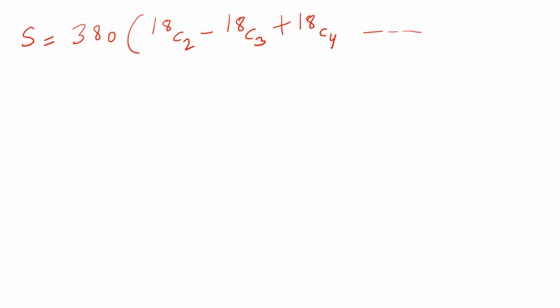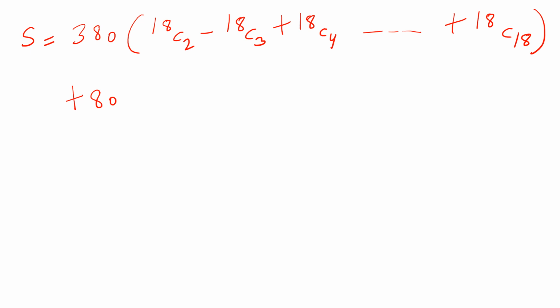Now students, S becomes equal to, in the first summation, when we start putting the values of r, we get 380 into, inside the bracket, 18C2 minus 18C3 plus 18C4 and so on till plus 18C18. And then it is plus 80 into.